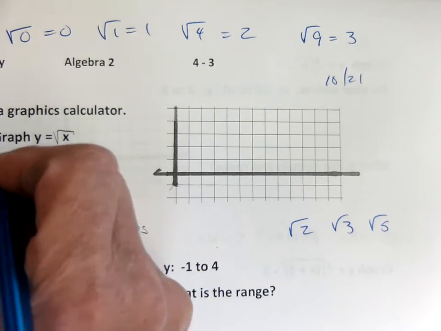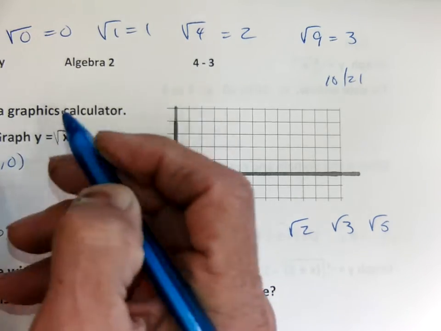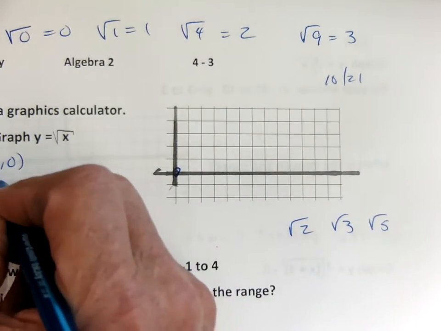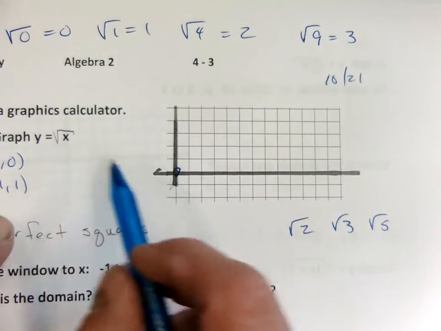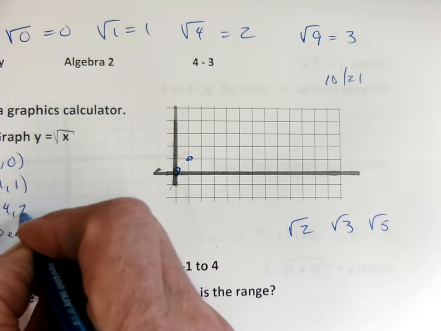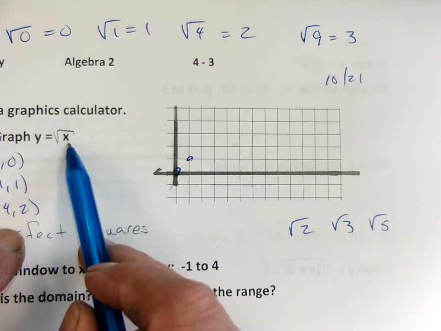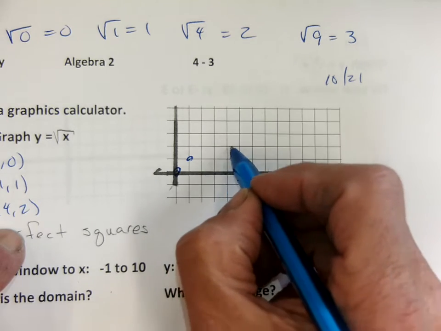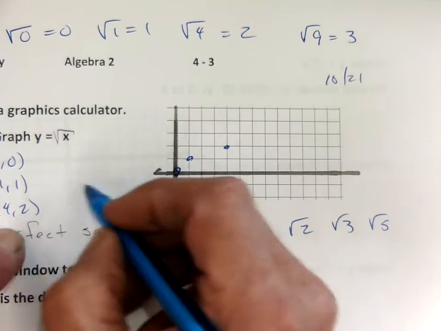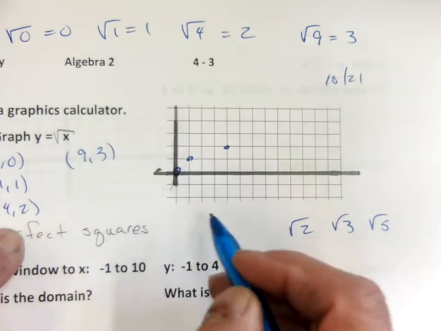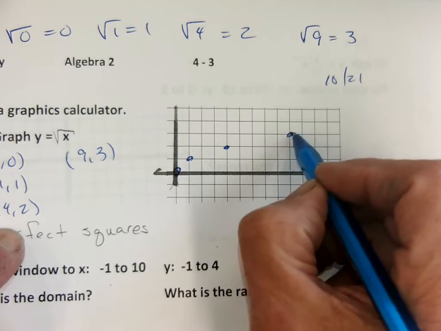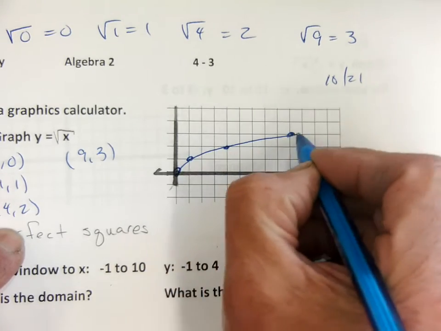Because the points we're going to use are 0, 0, because the square root of 0 is 0. We're going to use the point 1, 1, because the square root of 1 is 1. We're going to use the point 4, 2, because if I plug in 4, I get 2. Now, the other numbers are there, but they're the decimal equivalent. And we're going to graph the point 9, 3, because the square root of 9 is 3. And we're just going to connect the dots.